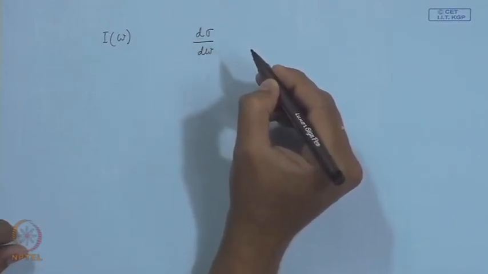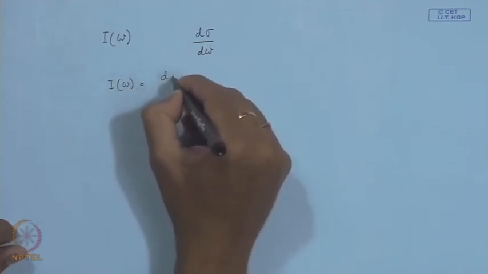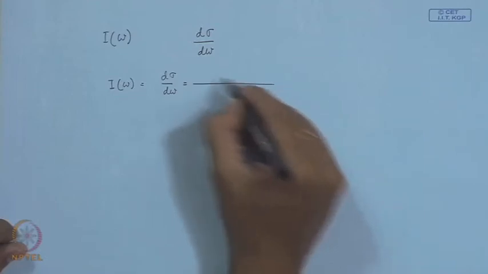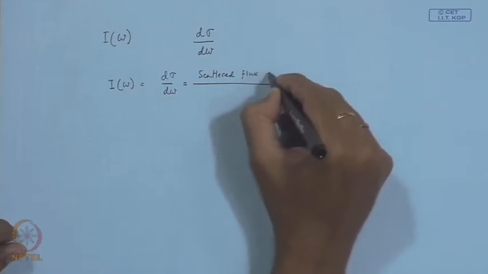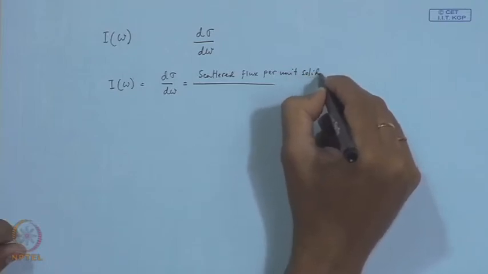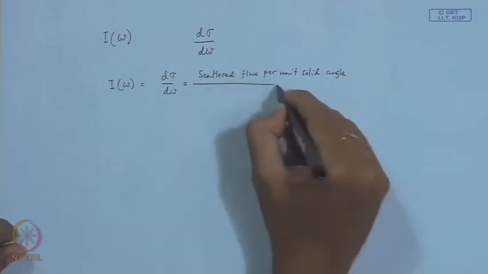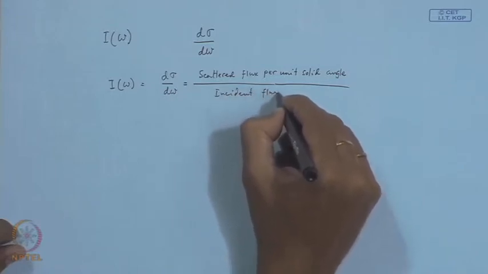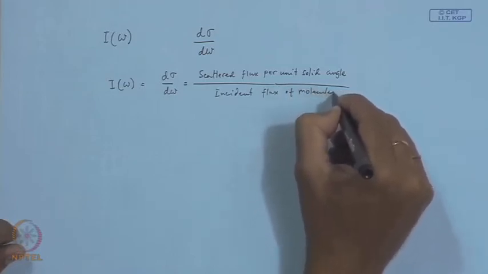Now, what is this I omega, which is d sigma d omega? It is equal to the scattered flux per unit solid angle divided by the incident flux of molecules per unit area.